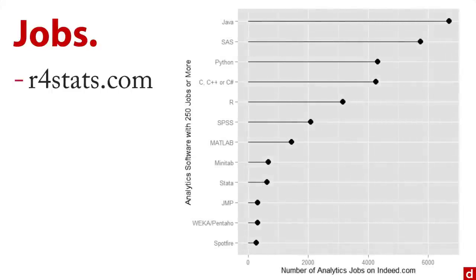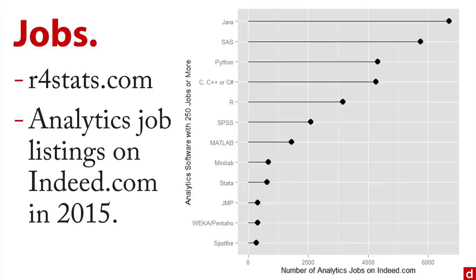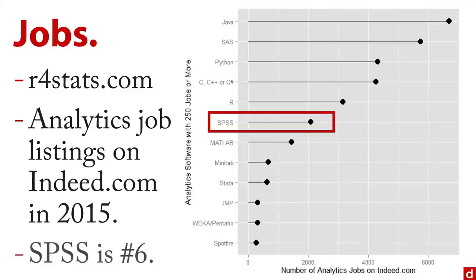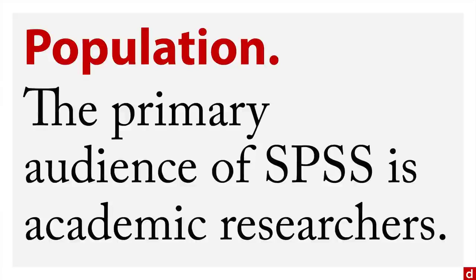Also, you can look at jobs. Here's another chart that is also from r4stats.com. And what this shows is analytics job listings on indeed.com in 2015, one major source of tech jobs. SPSS is on the list, but this time you see it's actually a lot lower. It's number 6. And so there is a difference here between academic publishing and employment in analytics. Really, what this tells you is something about the population or the audience for SPSS. The primary audience of SPSS is academic researchers, especially in the social sciences, but in other fields like business.